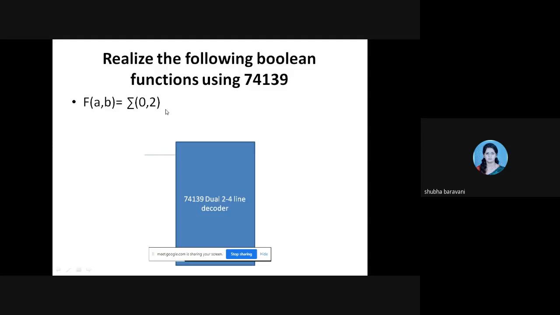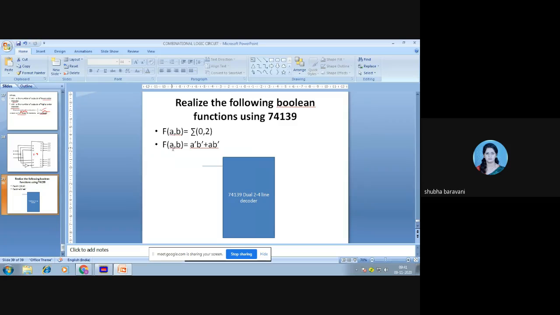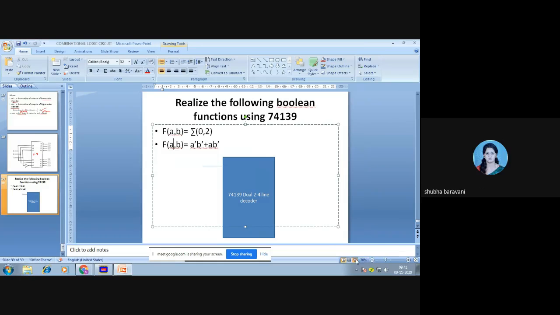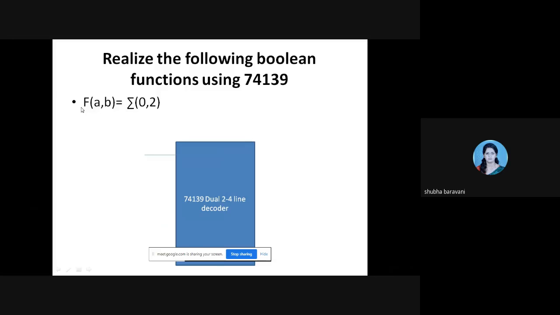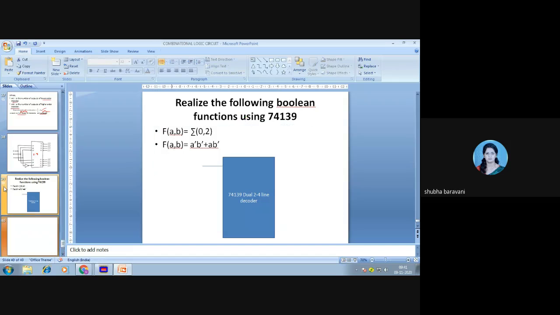Okay, you all have taken down this? We'll start doing this. Now see, F of AB equals summation 0, comma 2, right? So simplify and get this expression. Let me know how you have got this. Summation 0, comma 2 can be written as A bar B bar plus A B bar. Any doubt how we write like this, or is it understood?